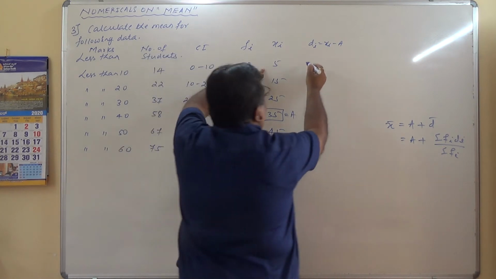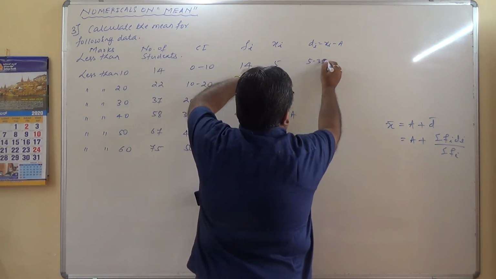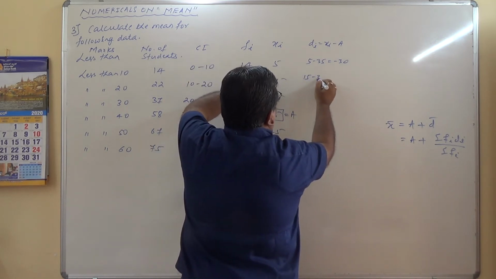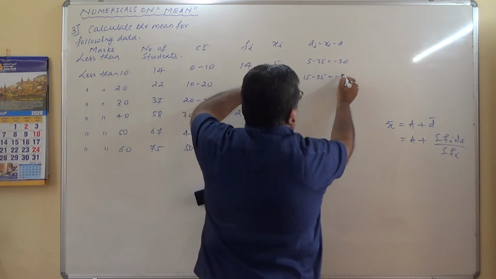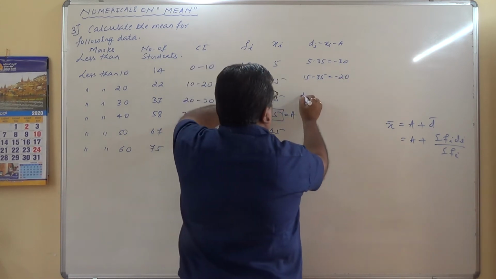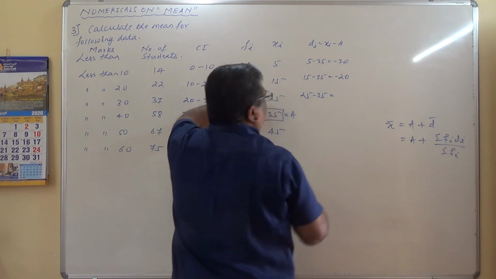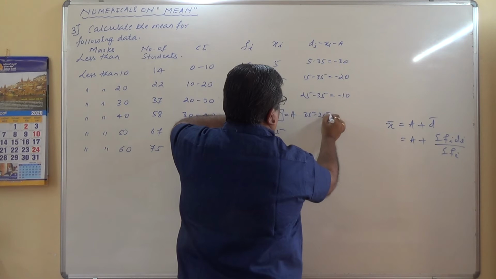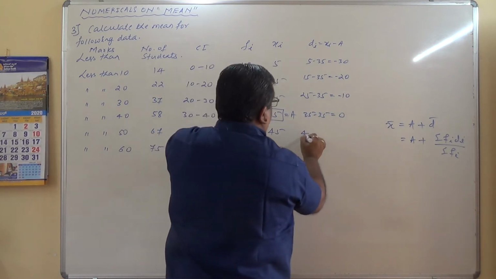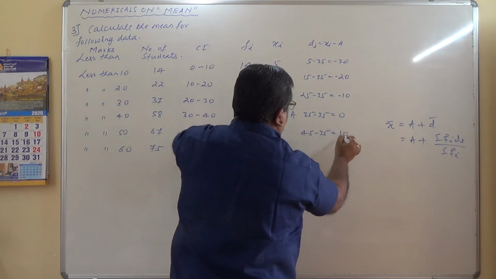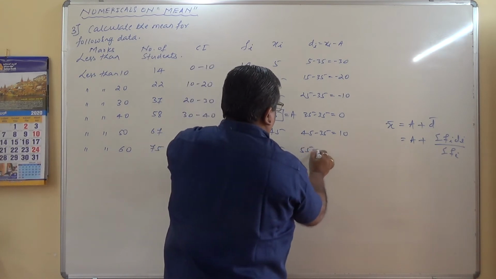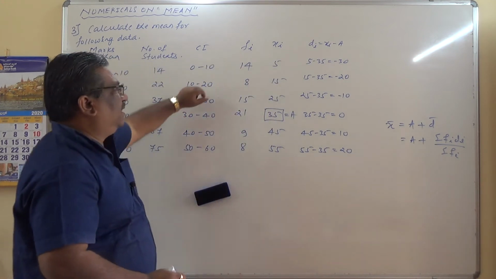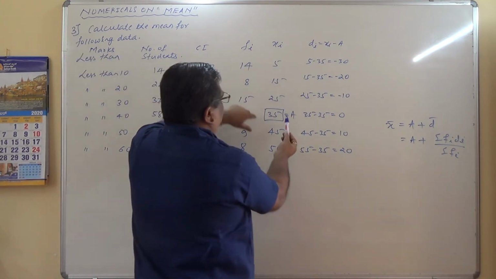Now 5 minus 35 is minus 30. Then 15 minus 35 is minus 20. 25 minus 35 is minus 10. 35 minus 35 is 0. Then 45 minus 35 is 10. And 55 minus 35 is 20. Let's check once again. The assumed mean is 35.